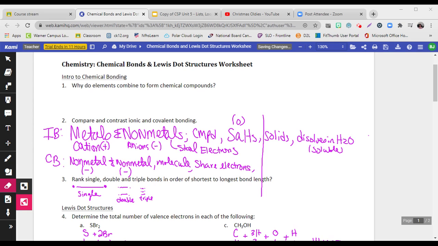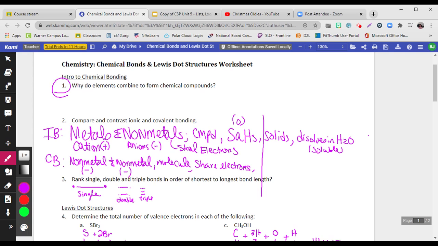Okay, so we're going to talk about why we see elements combine to form chemical compounds. We need to make sure that we follow the law of octet. That means every element needs 8 valence electrons, with the exception of period 1, hydrogen and helium, which have 2. So we're trying to form chemical compounds to fill those valence electrons, or the electrons in the outermost energy level.